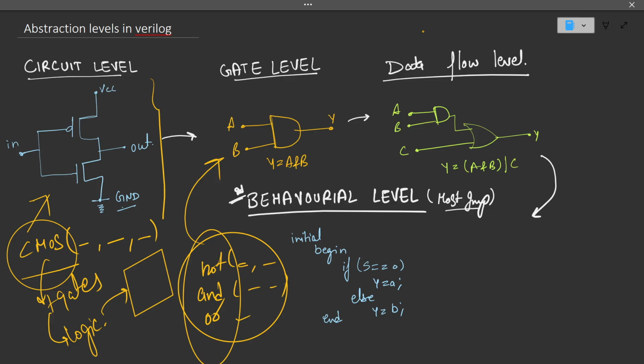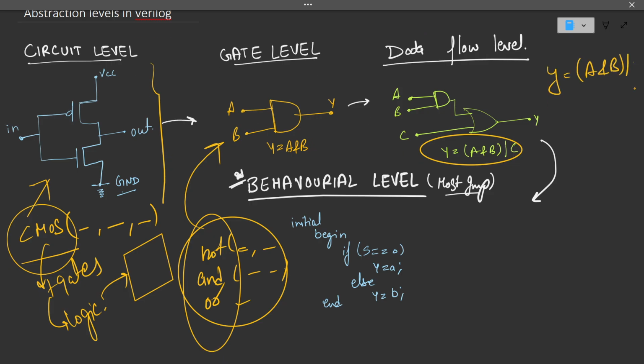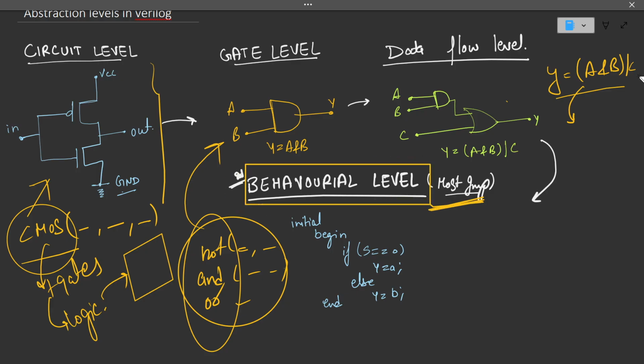Further ahead, in data flow level, we simply write the expression. For example, you simply write y equal to a and b or c. Internally, Verilog will interpret this and automatically design this circuit on the backend. You do not need to worry about the AND gate or the OR gate; it will be taken care of by Verilog itself. This is data flow level. Next, the most important one is behavioral level modeling, which is currently being used in the industry.